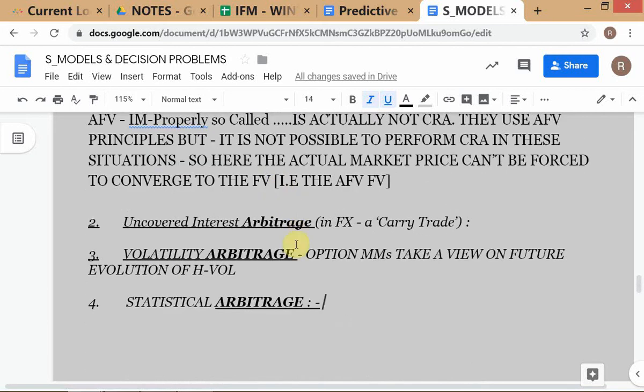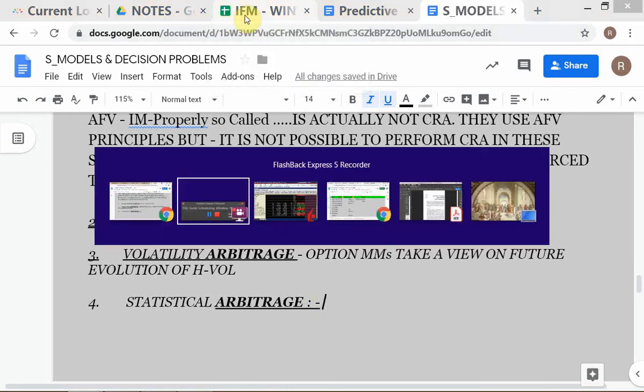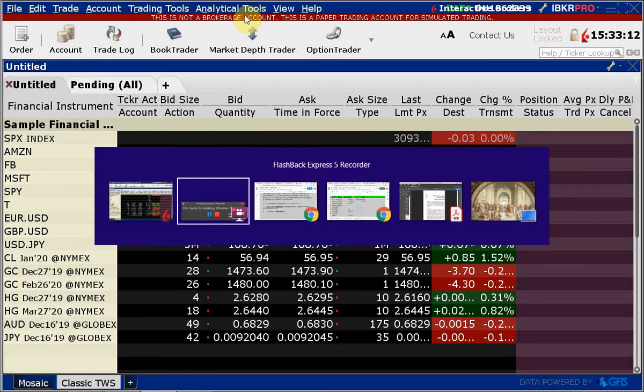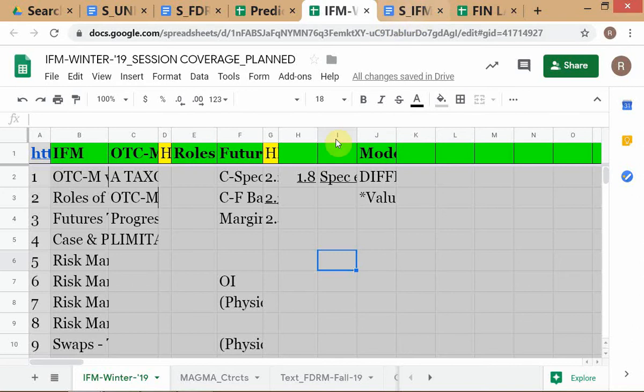I've added one more term, which is statistical arbitrage. That is also actually not CRA, although they use the word. Later on I'll explain what stat arb is. It's basically looking at historical relationships. So essentially in stat arb, what you would do is look at historical relationships. I'll just explain this briefly here.